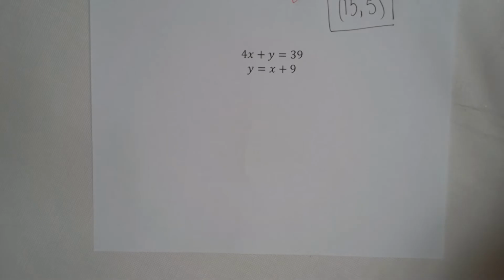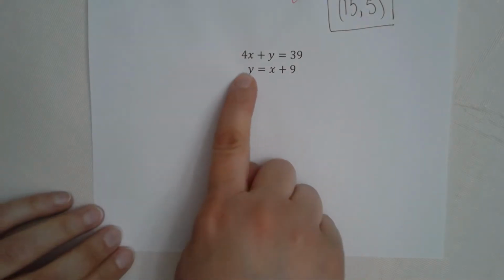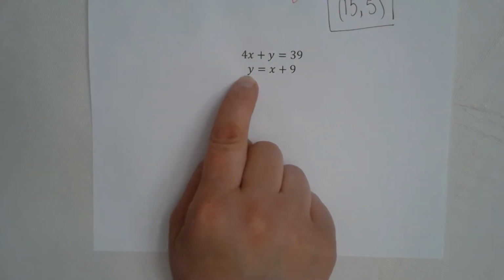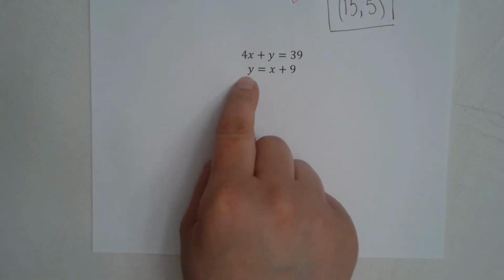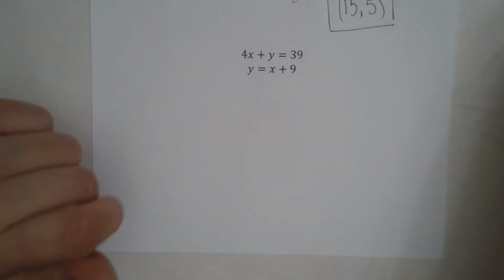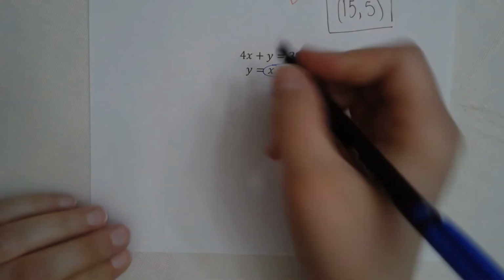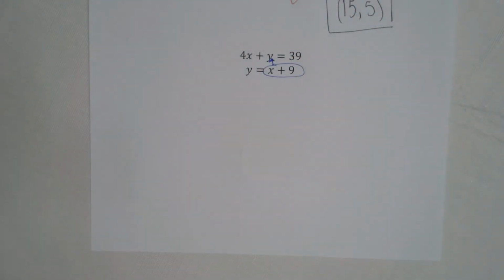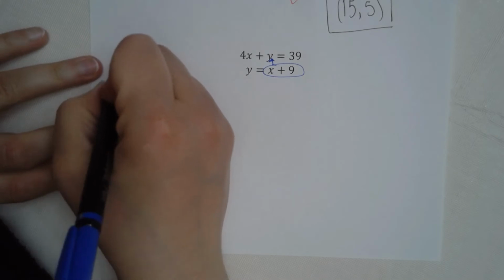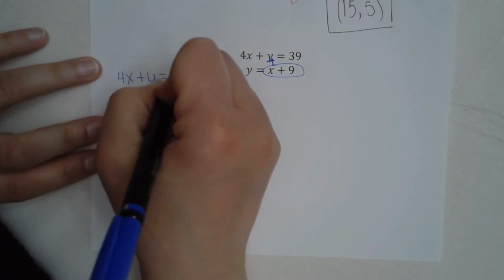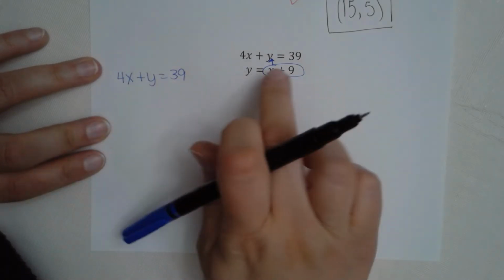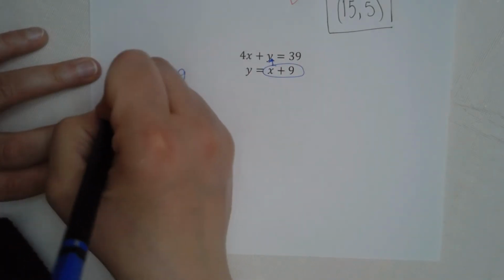Okay? So taking a look at this, we have 4x plus y equals 39 and y equals x plus 9. For us, the easiest equation to substitute is going to be this second equation. The second equation already has the variable isolated, so we're going to take the y value, this whole thing right here, and plug it in where we see the y. I'm going to take my first equation, 4x plus y equals 39, and rewrite it with the x plus 9 replacing the y.